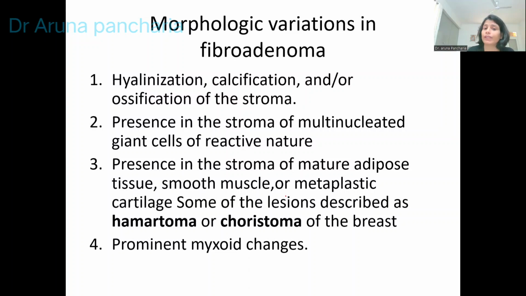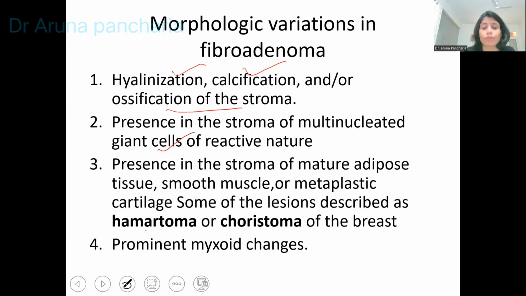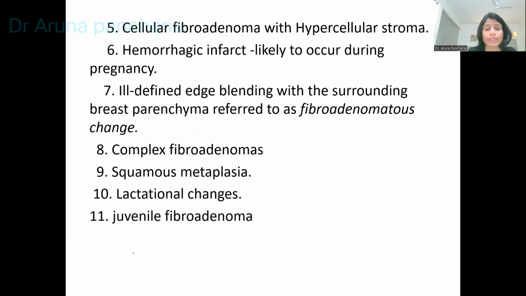The other morphological variations: the examiner may ask, what are the morphological variations of fibroadenoma? Then there may be hyalinization, calcification, ossification. Sometimes giant cells may be seen in the fibroadenomas. Some other tissues like mature adipose tissue, smooth muscle, and metaplastic cartilage may be seen, and myxoid changes may be seen. We can use the word cellular fibroadenoma depending on the cellularity of the stroma. Sometimes changes of infarction may be seen.